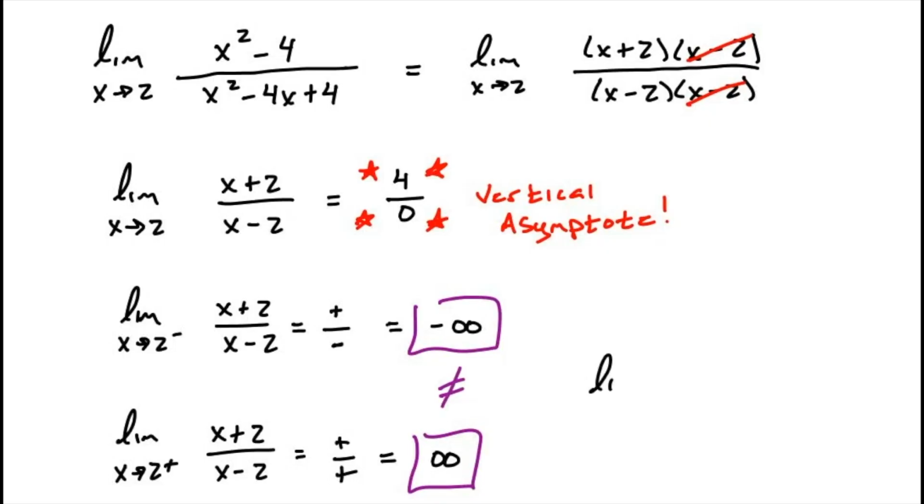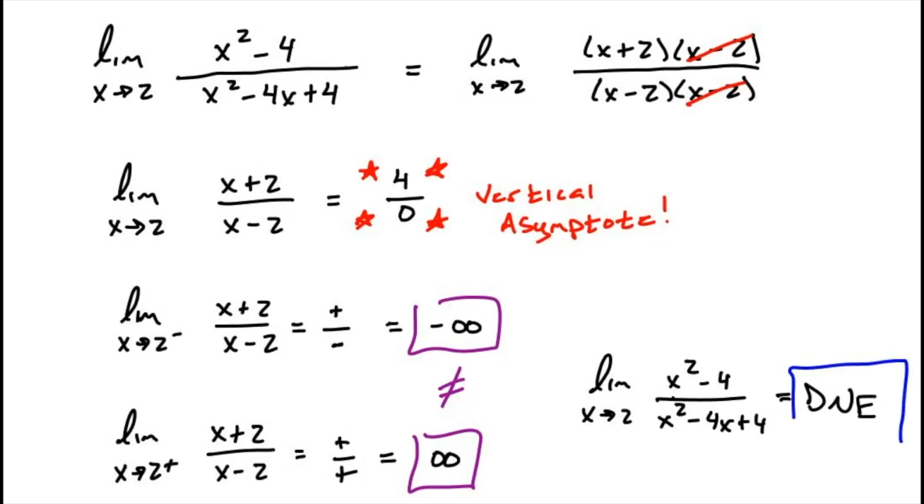Now, since we see that these two limits don't approach the same value, we can answer our original limit and confidently say that this limit does not exist. Now, if any of our questions specifically ask just about the left or the right, they would exist. The left approached negative infinity, and the right approached positive infinity.